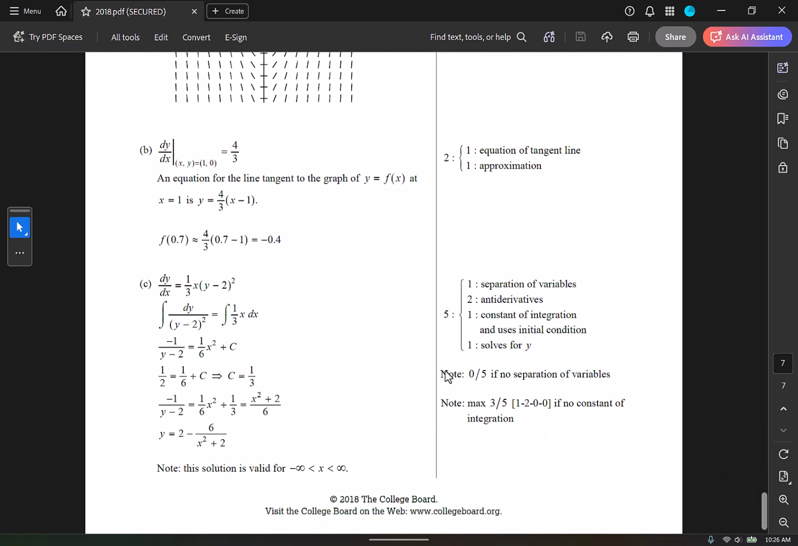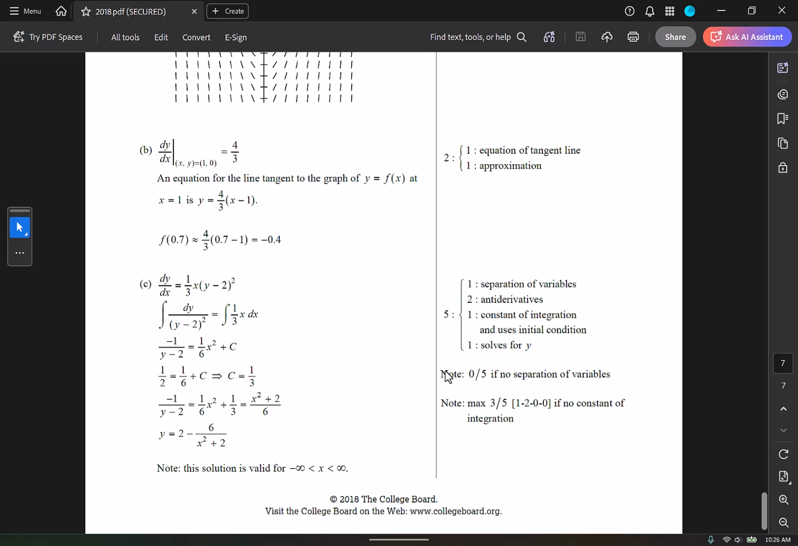Anytime there's a differential equation, look how many points they give you for that. They give you 5. I think it's a free one. They give you a free point just to separate the x's with the x's and the y's with the y's. Get your free points. Let's separate the variables: x's with the x's, y's with the y's.